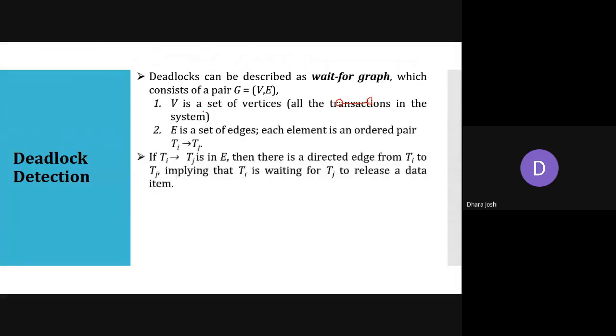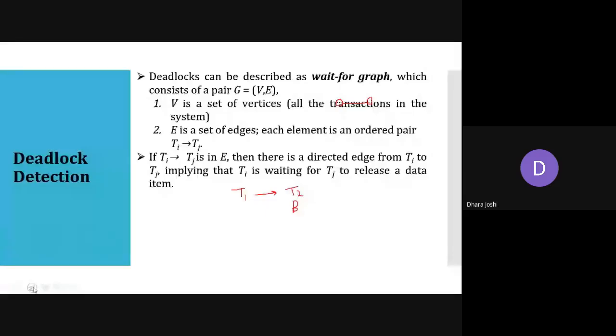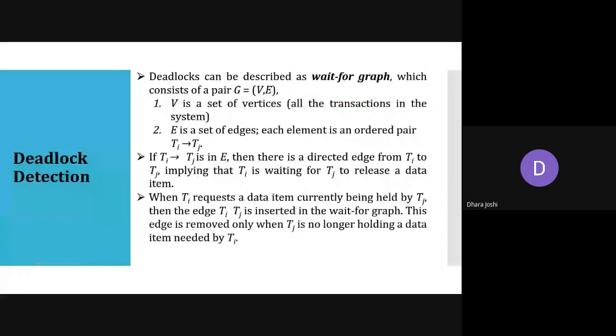If I write transaction Ti to transaction Tj, that simply means that Ti is waiting for transaction Tj to release a data item. I can write it like this, T1 to T2. If T2 is holding data item B and T1 is waiting for this B, that means T1 has requested a data item from T2, and once T2 releases B, T1 can complete its task. When Ti requests a data item currently held by Tj, then the edge from Ti to Tj is inserted, as we have seen here.